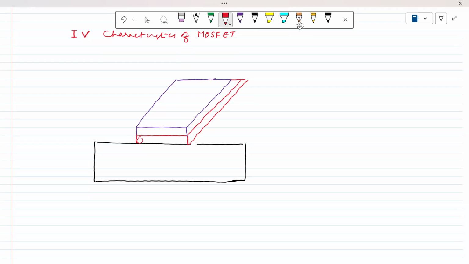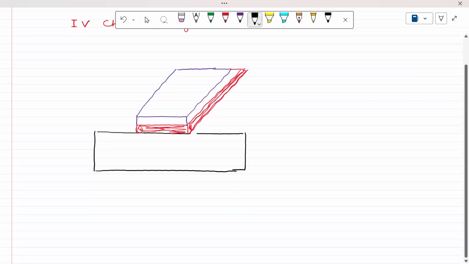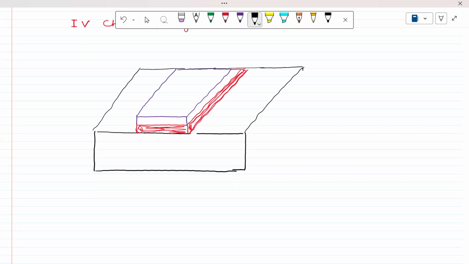All these things we can call this, and this is actually the gate oxide. Let me know what the thickness of this oxide is. Let me complete this one first of all. So we will see this.